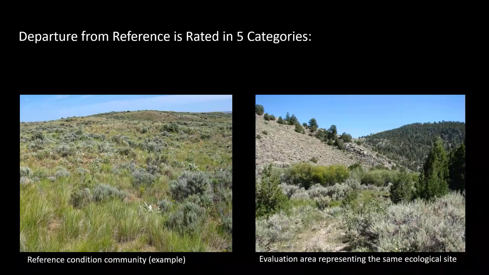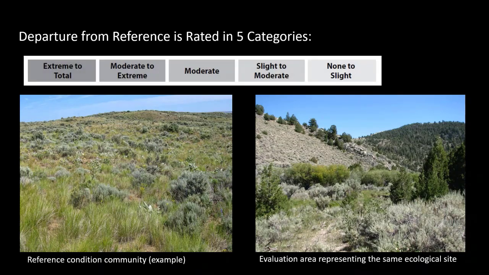Both the indicators and attributes are rated based on observed departure from the reference condition. When an indicator at an evaluation area resembles the reference, it is rated as none to slight. As departure from reference condition increases, the ratings go from slight to moderate, moderate to extreme, and extreme to total.